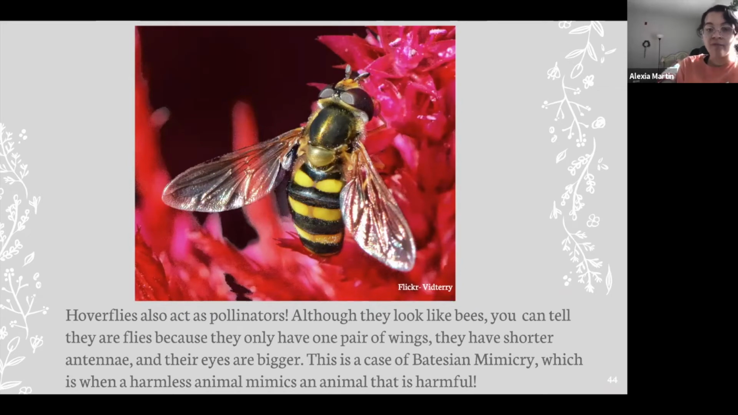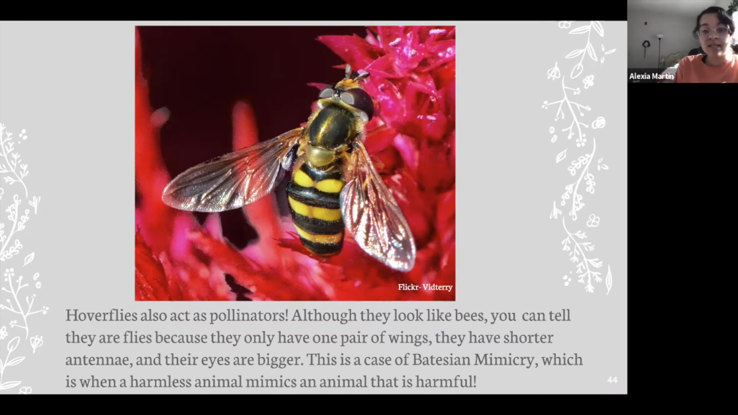This is a hoverfly, which you will probably see, they're fairly common. And just by the coloring, you might think that this is a bee or a wasp because it has the yellow and the black stripes. However, we can tell that it's a fly because it has these short antennae. They have only one pair of wings, and as you can see, the eyes are a little bit different than the way a bee's or a wasp's eyes look.